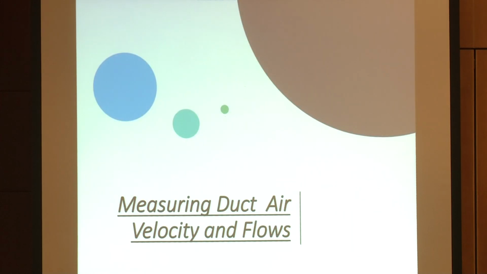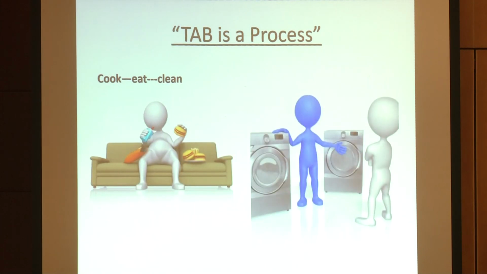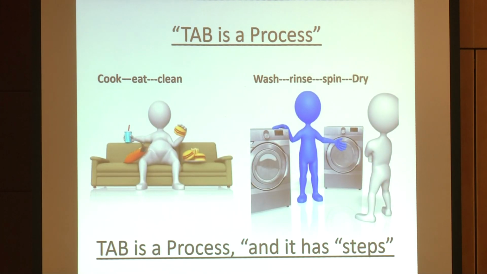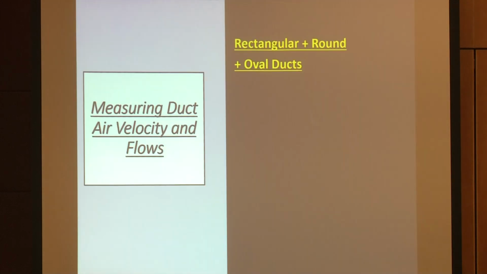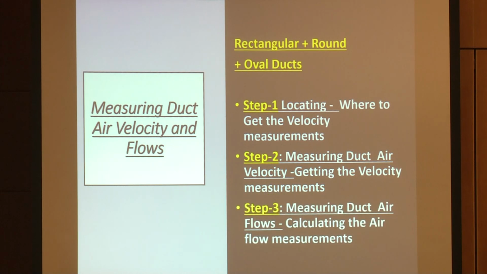Okay, so now we need to measure air velocity and flows. And what I like to say is TAB is a process, right? Just like eating. You cook, you eat, you clean. You wash, you rinse, you spin, you dry. It's a process. It has steps. So does TAB. TAB has very rigid steps. You've got to follow the steps. And so we're going to go through the steps in detail.